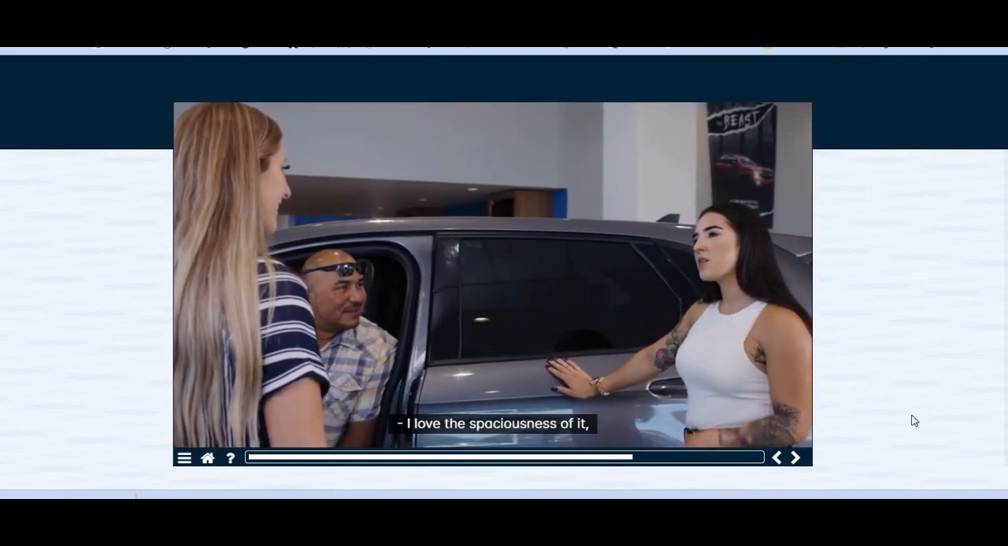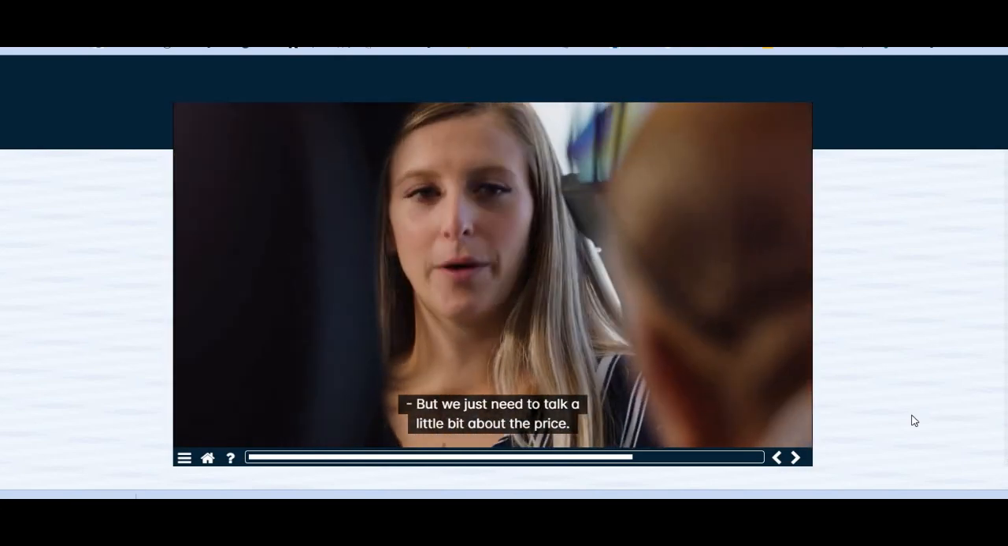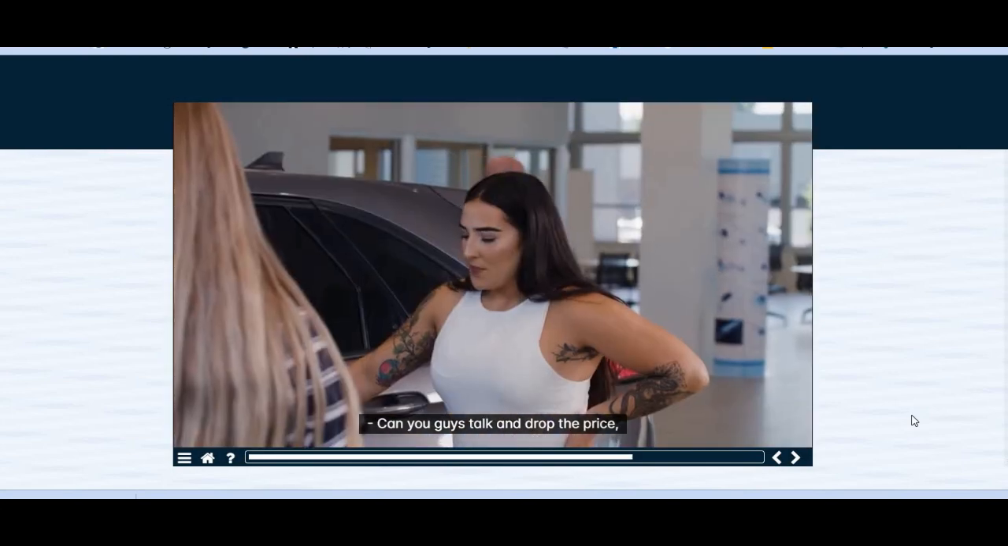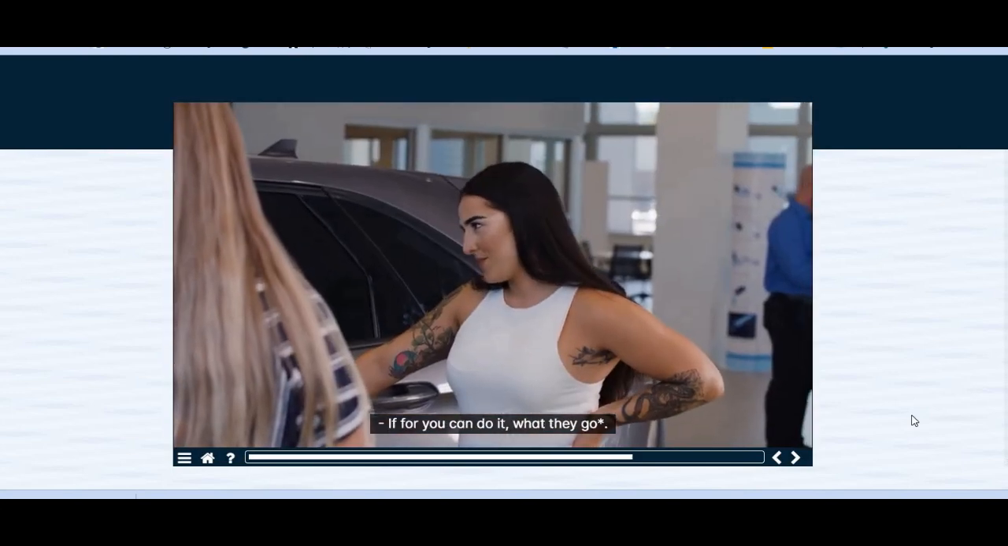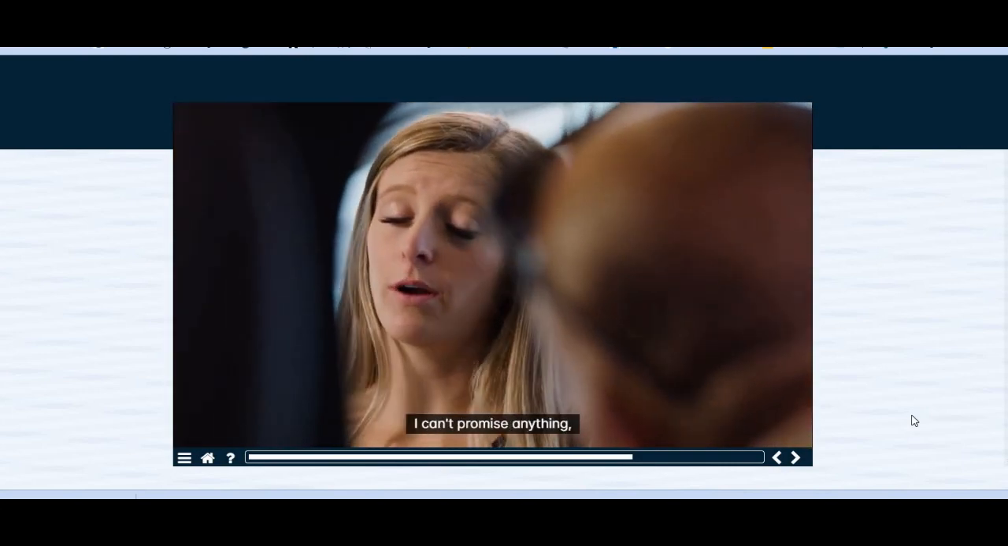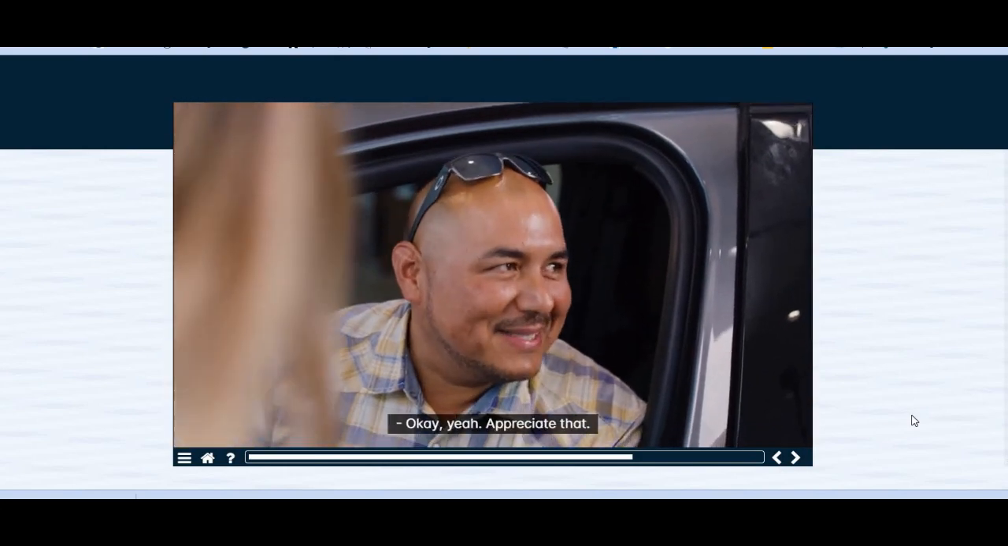I love the spaciousness of it. It fits our family. Awesome, great. But we just need to talk a little bit about the price. Okay. Can you guys talk and drop the price at least a couple thousand? A couple grand. If you can do it, we'll take it home. I really don't know if I can do that. I can't promise anything, but let me go talk to my sales manager. Please. Okay. I appreciate that.